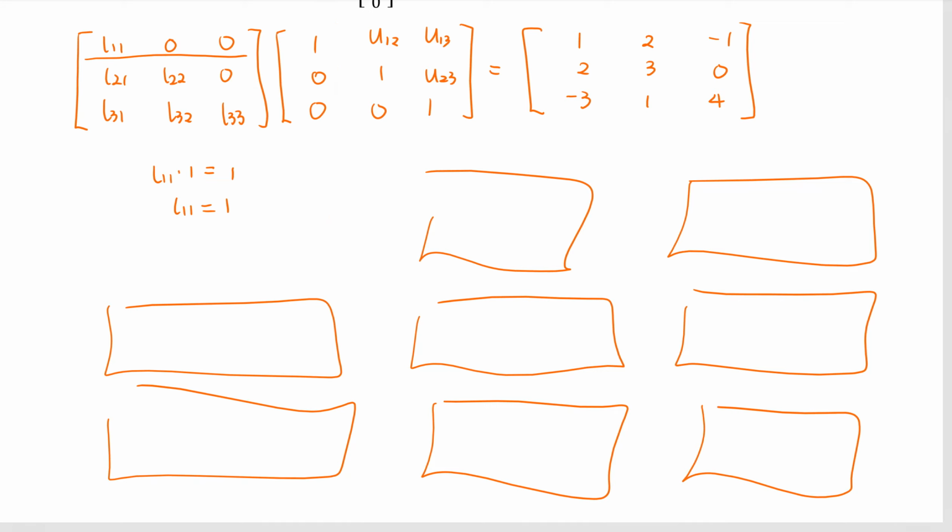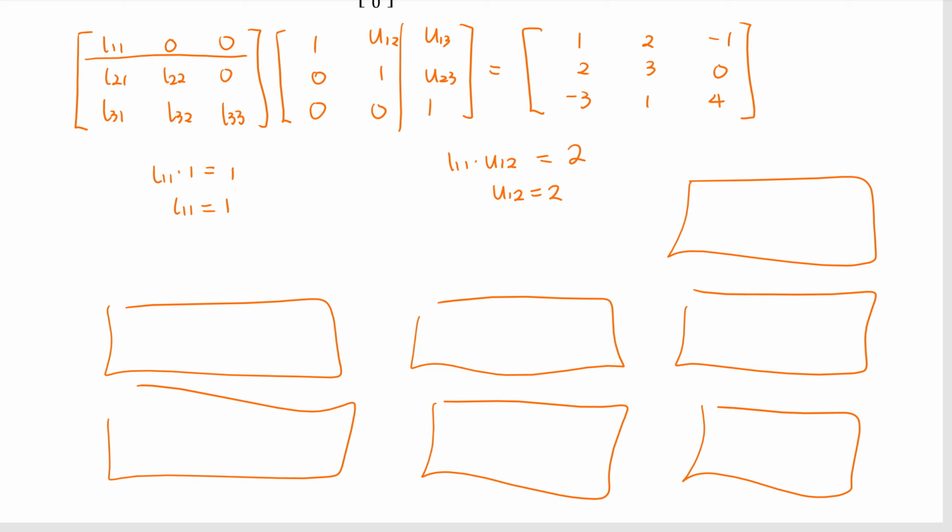And then we have first row times the second column. L11 times U12 plus 0 times 1, okay, so that equals 2. And L11 is 1, so we get U12 is 2.